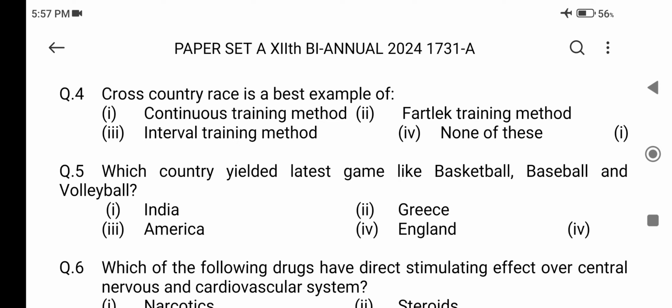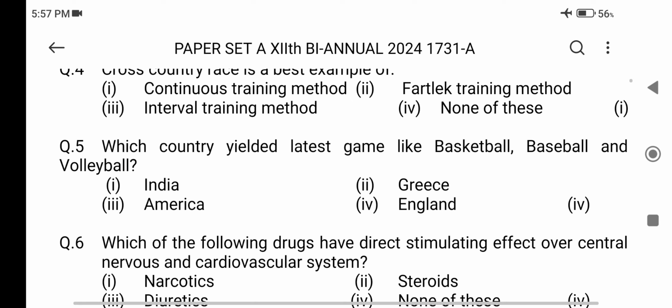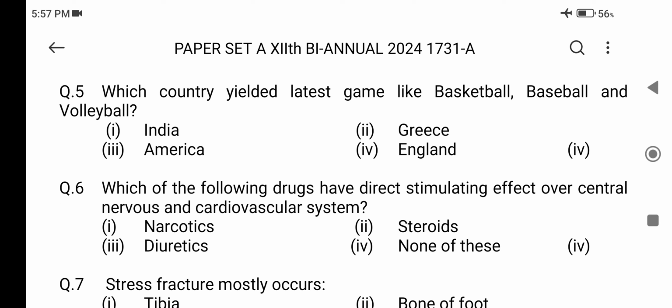Question number 5. Which country yielded latest games like basketball, baseball and volleyball? Option first India, second Greece, third America, fourth England. Answer is option fourth, England.